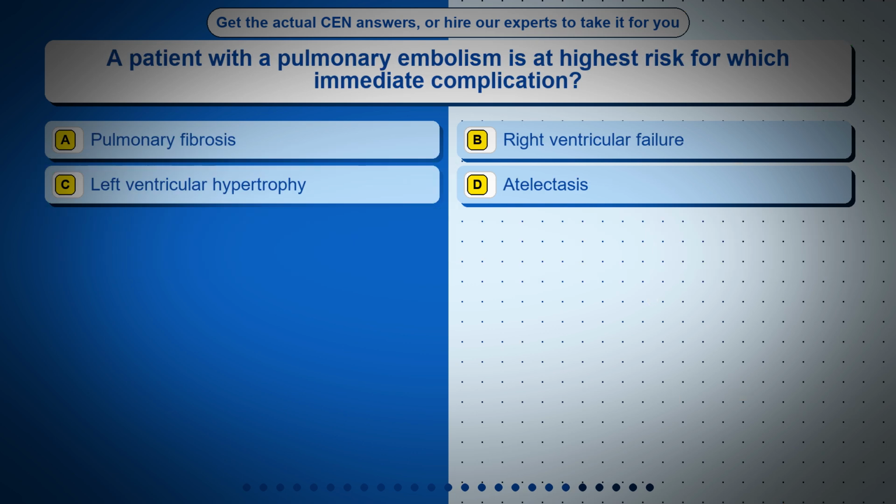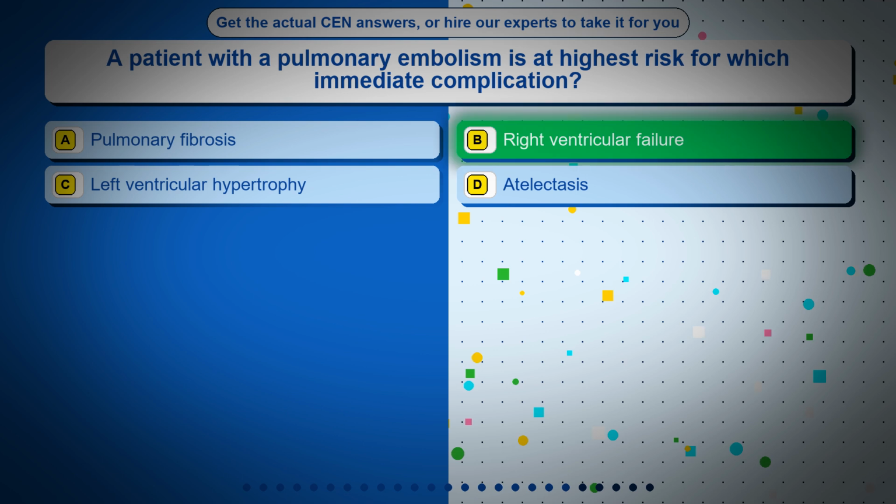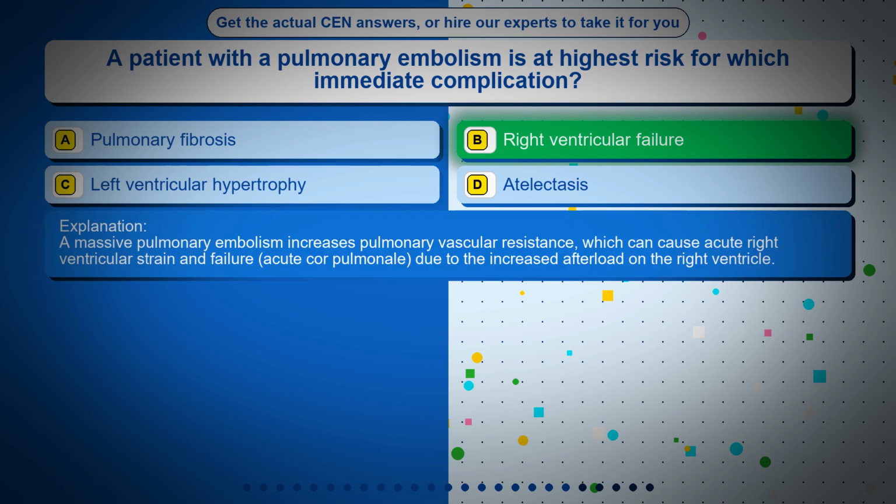Question 20. A patient with a pulmonary embolism is at highest risk for which immediate complication? Option A, pulmonary fibrosis, option B, right ventricular failure, option C, left ventricular hypertrophy, option D, atelectasis. The correct answer is option B, right ventricular failure. A massive pulmonary embolism increases pulmonary vascular resistance, which can cause acute right ventricular strain and failure, acute cor pulmonale, due to the increased afterload on the right ventricle.